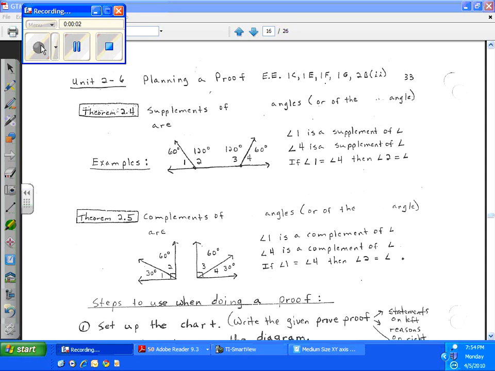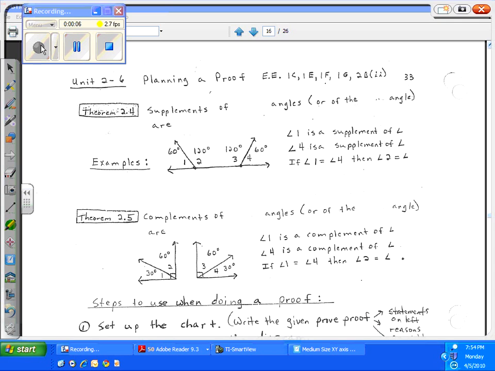We're going to begin Unit 2.6, which is planning a proof. We've given reasons in proofs, and we have done one entire proof together. But we're about to have problems where the student is to be able to do an entire proof on their own. Before we do, we're going to introduce a couple more theorems.